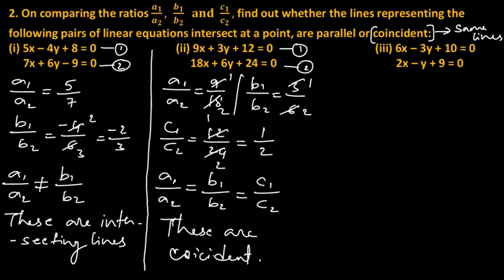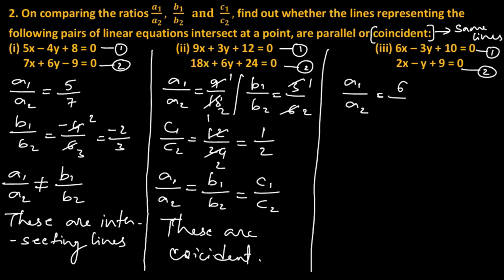Lying on the same plane, same line. Next, the third equation. This is equation 1 and this is equation 2. Now, a1 by a2 is equal to 6 by 2. 2 ones are 2, 2 threes are 6, so it equals 3.